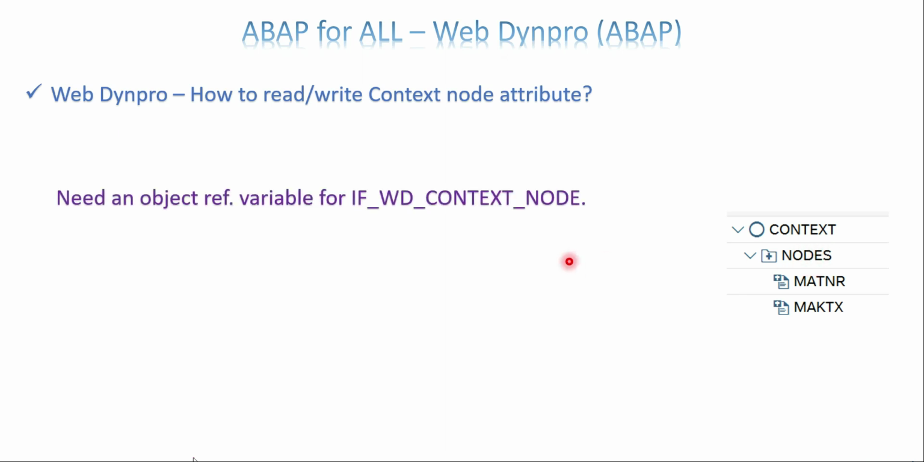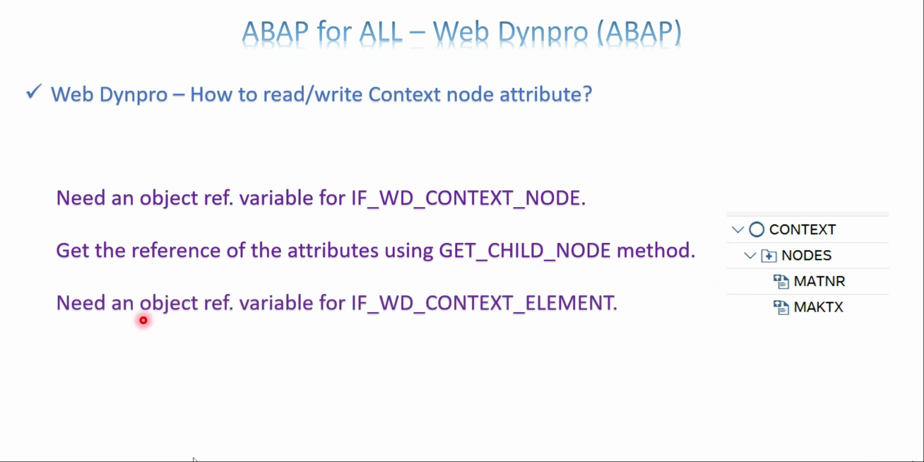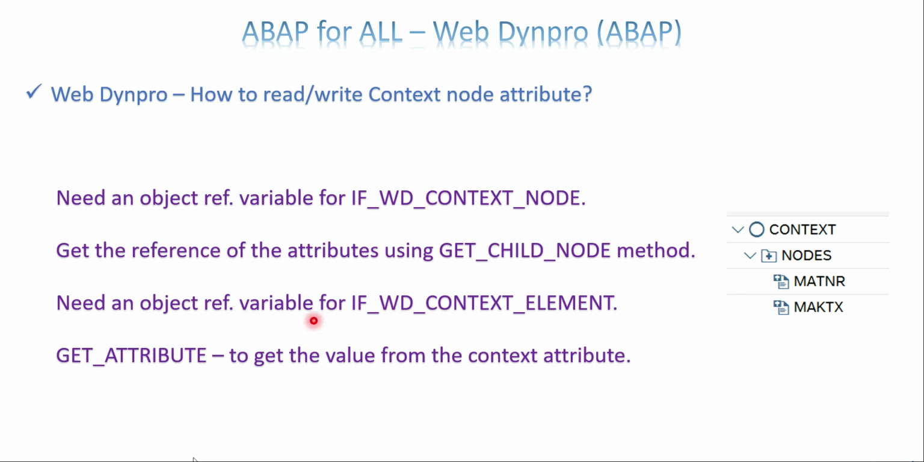So now the code is like this. We need an object reference for the node now, because we need to get the reference using this get child node method. Once it is done, you need one more object reference for the element, because so far we have communicated directly to the node and then the attribute. So now we have to get the reference of the node as well as the attribute. You need two object references, one for the node, one for the element. And once you have this reference, then you have to call the get attribute method to get the value of the attribute which is inside the node.